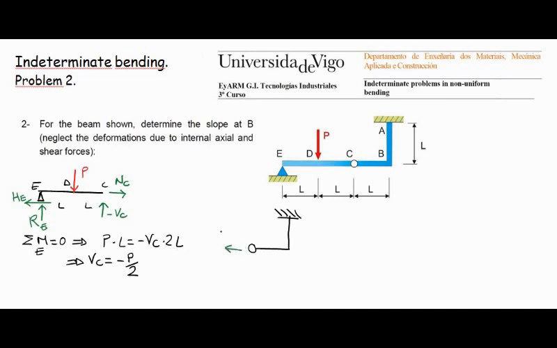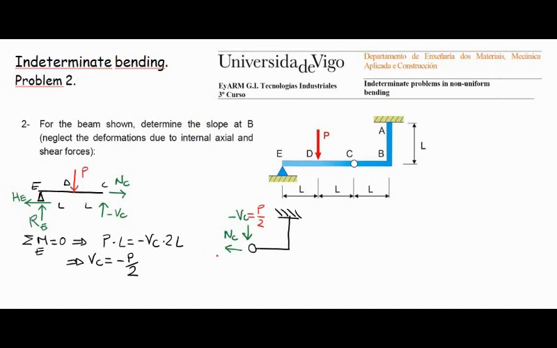Okay. So if we consider the right part, what we have in cross-section C are the opposite internal forces. That is the axial force N sub C pointing to the left, and the vertical force downwards equal to P divided by 2. That is, minus V sub C equal to P divided by 2.